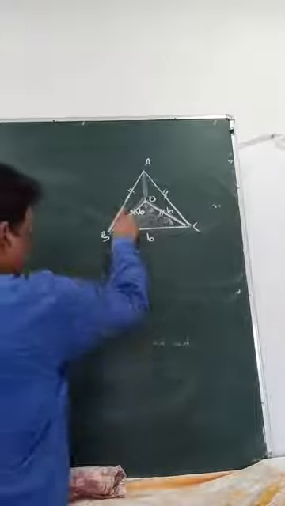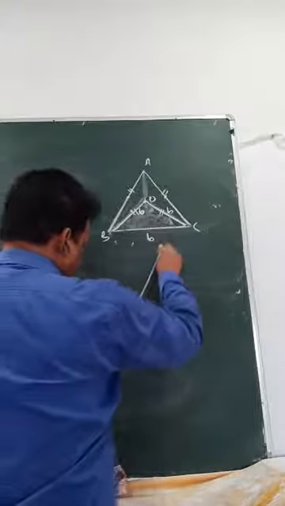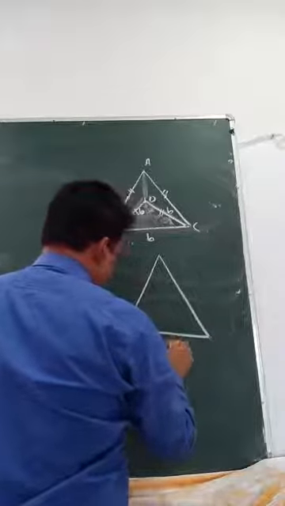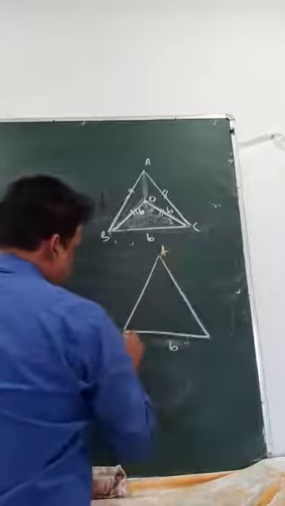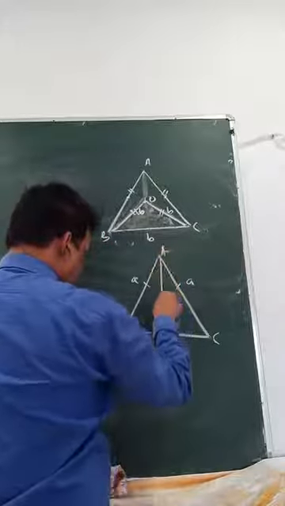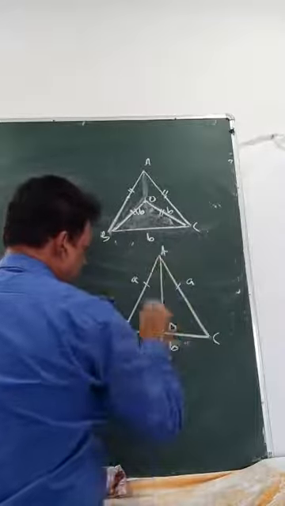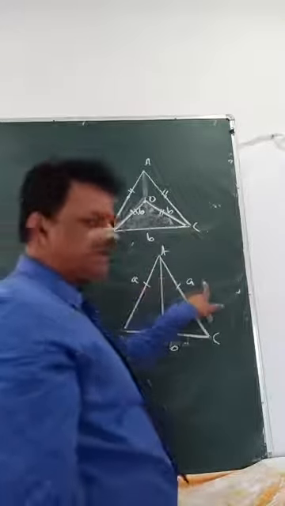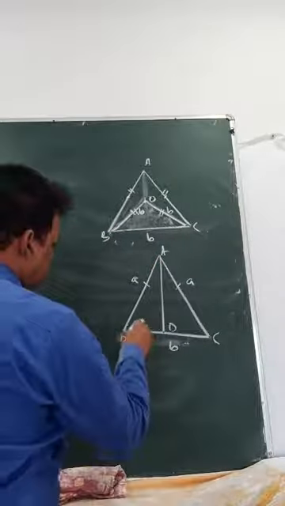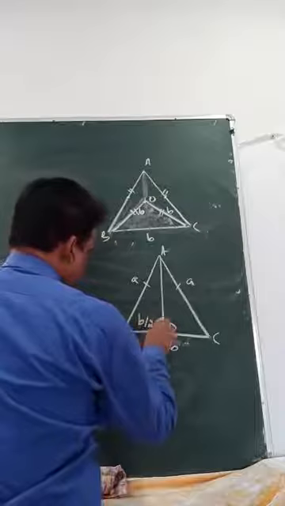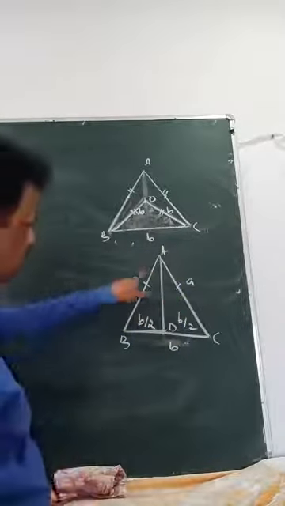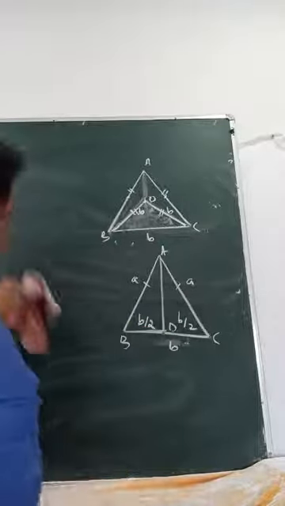Let me rewrite this again, because for area you need a height. This is B, this is the ABC triangle, this side is A. If I drop a perpendicular here, this is the height. In an equilateral triangle, a perpendicular drawn from the vertex bisects the base. This will be B by 2, this is also B by 2. So what is the height then? AD, use the Pythagoras theorem. So AD equals the height.